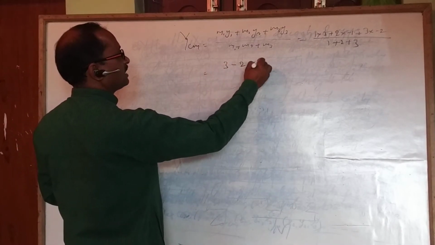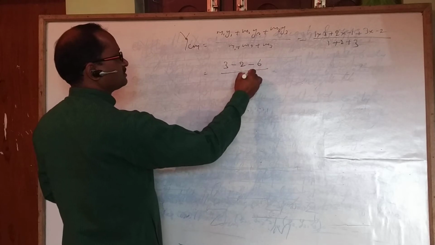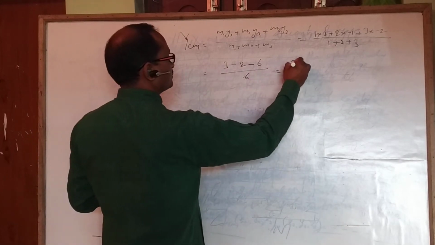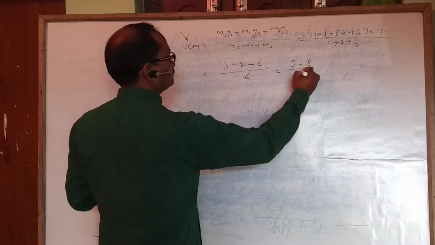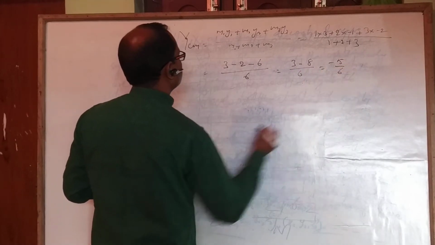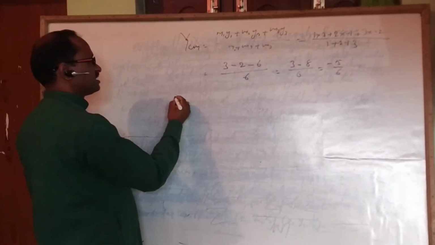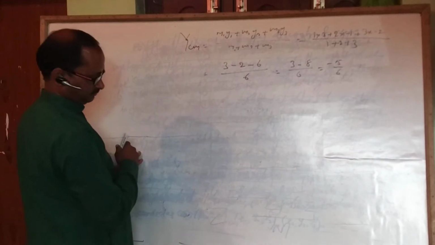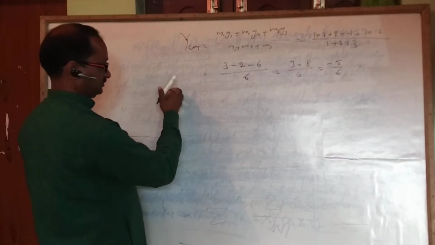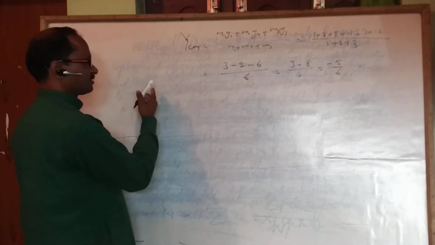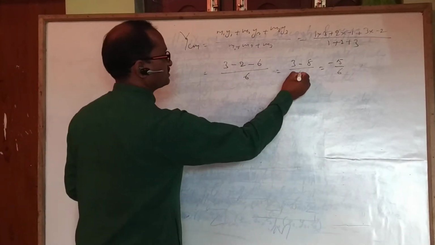Minus 2 minus 6 by 6, minus 5 by 6. Hence the coordinate of center of mass can be derived with the method which we have discussed here.